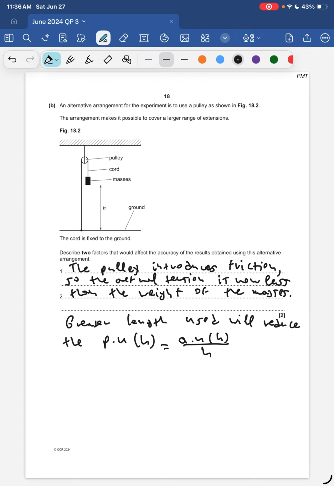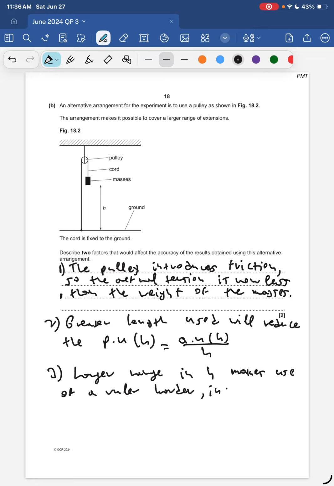So this is point 1, let's remove that, so this is point 2, and we can write another point. So larger range in H makes use of a ruler harder, introducing systematic errors in H. Okay, so I think we're done with this problem.